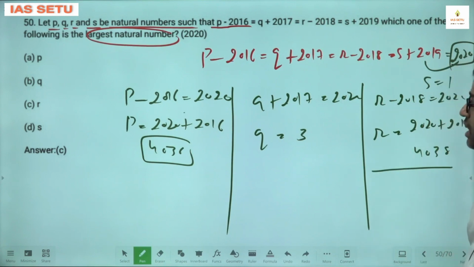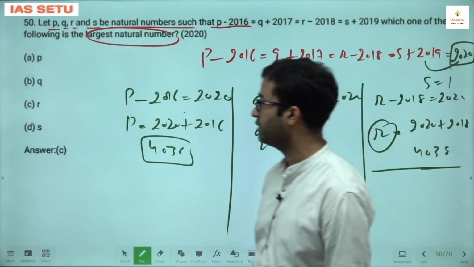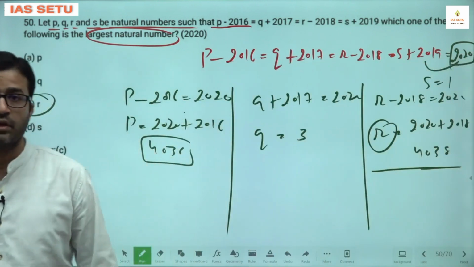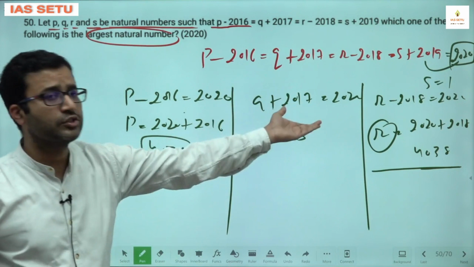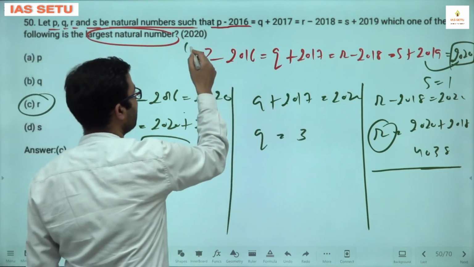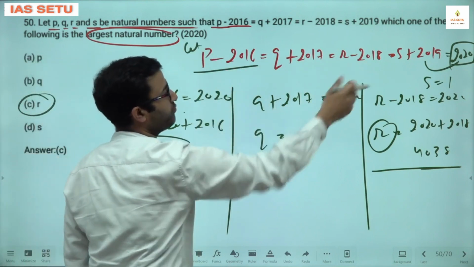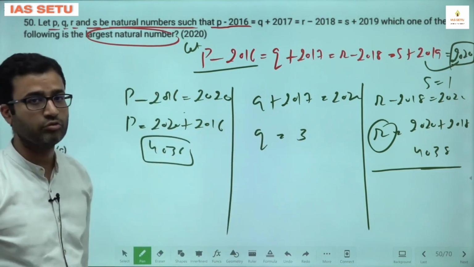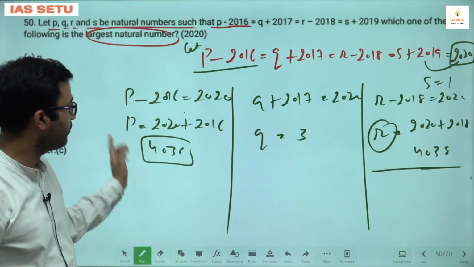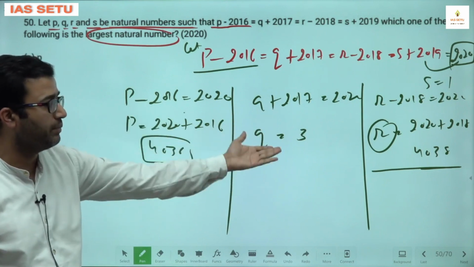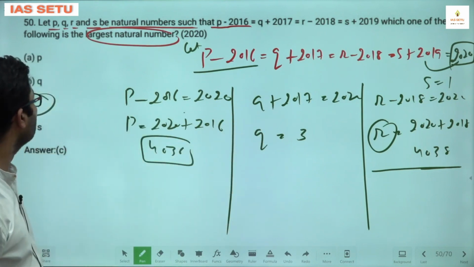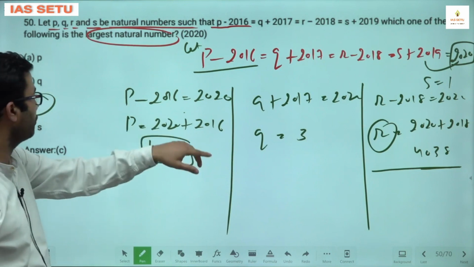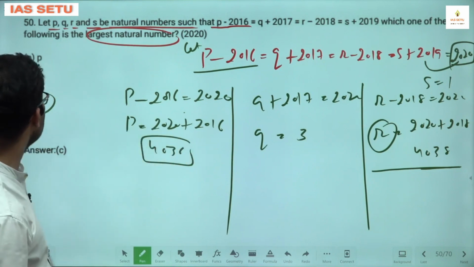So which is the largest natural number? R, which is coming 4038. So it is R. So what you do? You just assume, this is my assumption, let all these values give me final result 2020. You can take 5000, 6000. So you get the value of P, Q, R, S. You can compare. R is coming 4038, so that is the largest out of these values. So here answer is C.